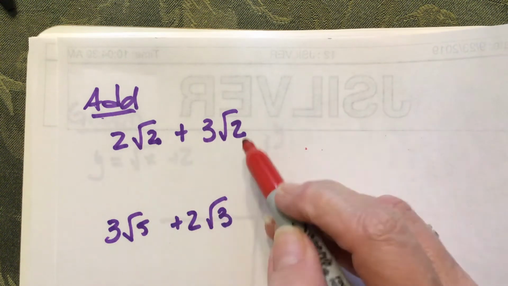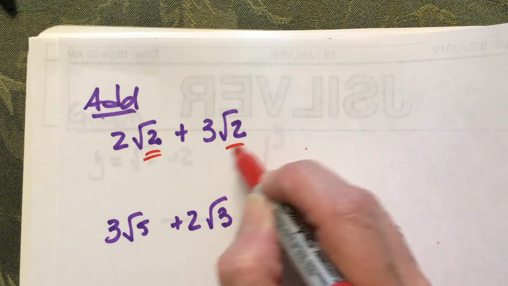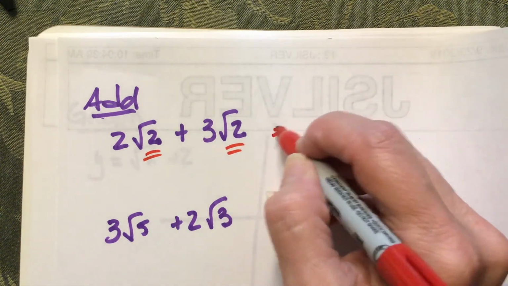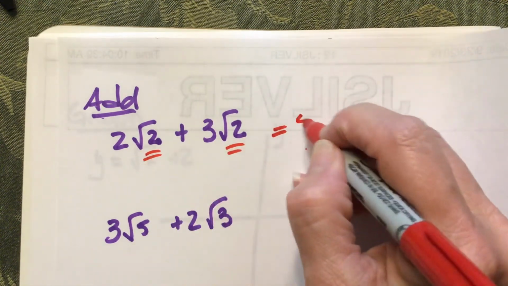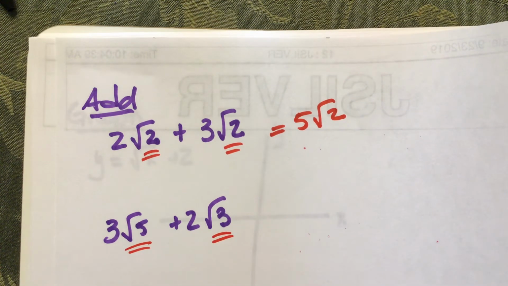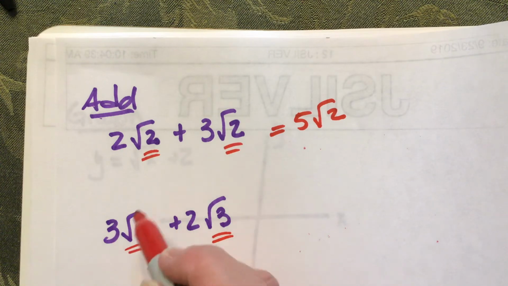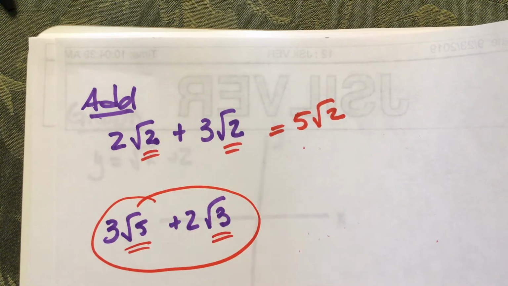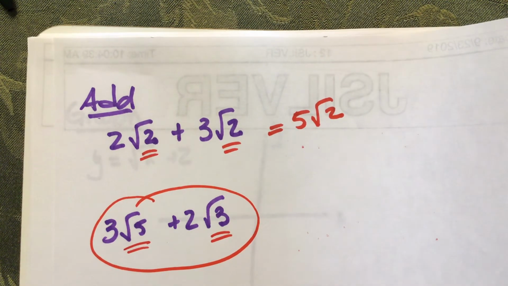So 2 radical 2 plus 3 radical 2, they're both radical 2, so I can just add them. I have 2 of them here, 3 of them here, so that is 5 radical 2. In this case, I have 3 radical 5 plus 2 radical 3. I have 2 different radicals there, so I can't put them together. They're going to stay separate, and that will be my answer. So I don't need to do anything with that one.